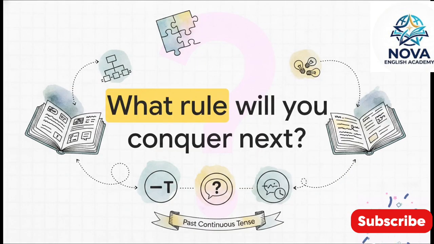You now know exactly how to build these sentences, make them negative, ask questions, and apply the 3 major rules for the past continuous tense. You've done an absolutely incredible job following along with this breakdown. But, this is really just one piece of the language puzzle. So now that you've mastered the past continuous tense, what English grammar rule will you conquer next?